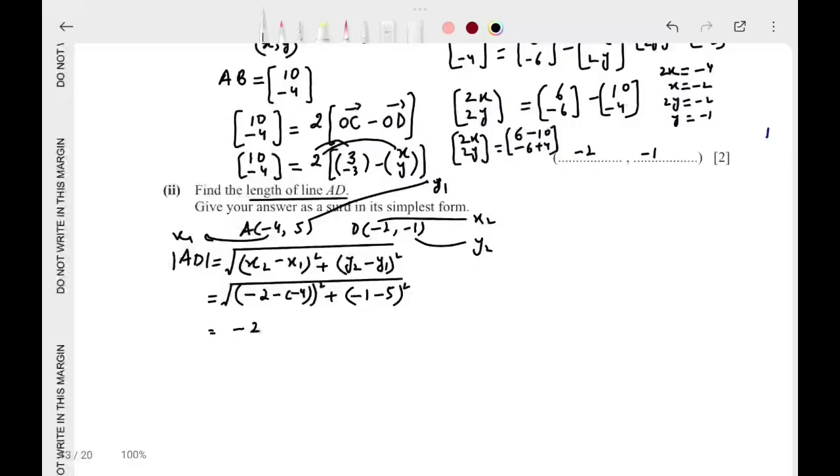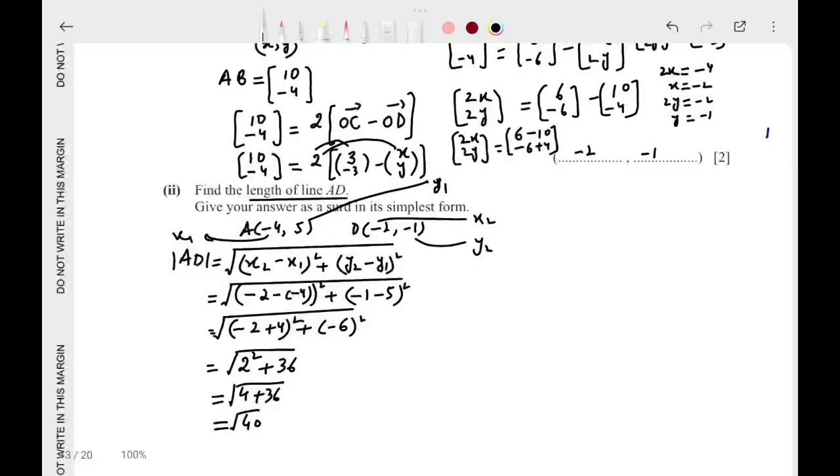Now minus 2 plus 4 whole square plus minus 6 whole square, so it would be square of 2 plus 36. So 4 plus 36 is equal to 40.